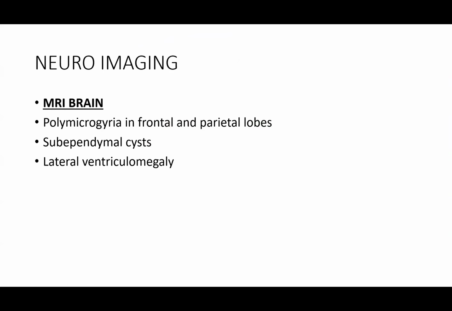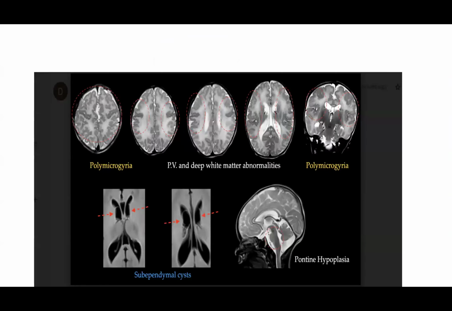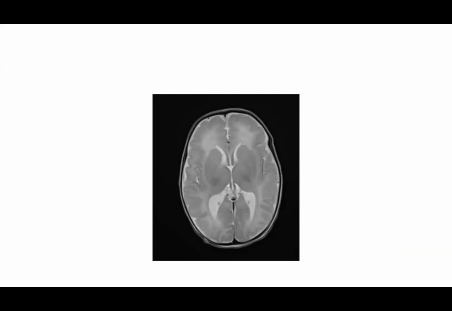Okay, from here you start. In this baby, neuroimaging MRI brain was done, which was showing polymicrogyria in both frontal and parietal regions, and subependymal cyst in the ventricles, and some vermis hypoplasia. Pontine hypoplasia was also seen in this case. This is the same MRI picture showing polymicrogyria and subependymal cyst, and some ventriculomegaly was also appreciated.